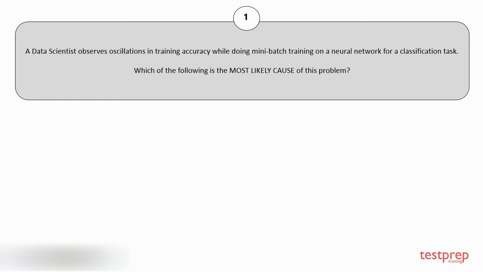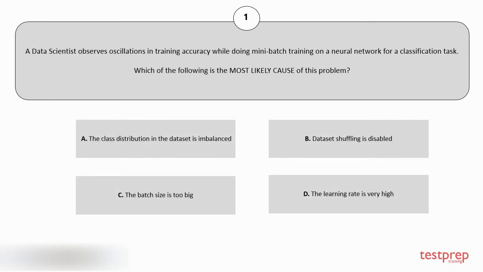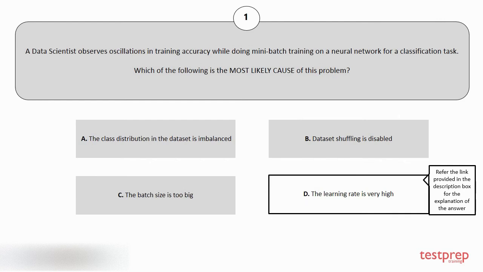Your options are: A. The class distribution in the dataset is imbalanced. B. Dataset shuffling is disabled. C. The batch size is too big. D. The learning rate is very high. The correct answer is option D.